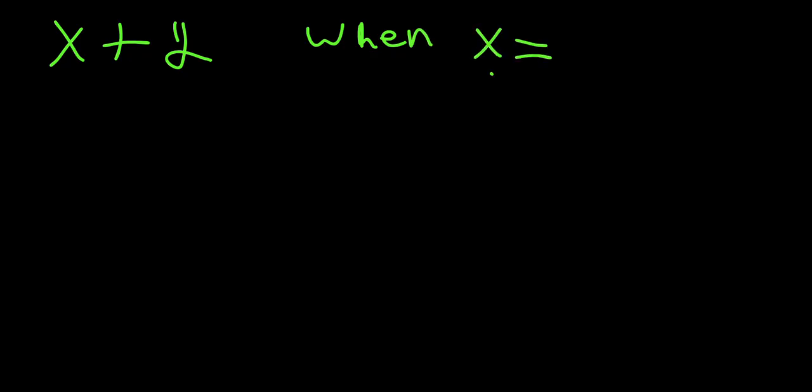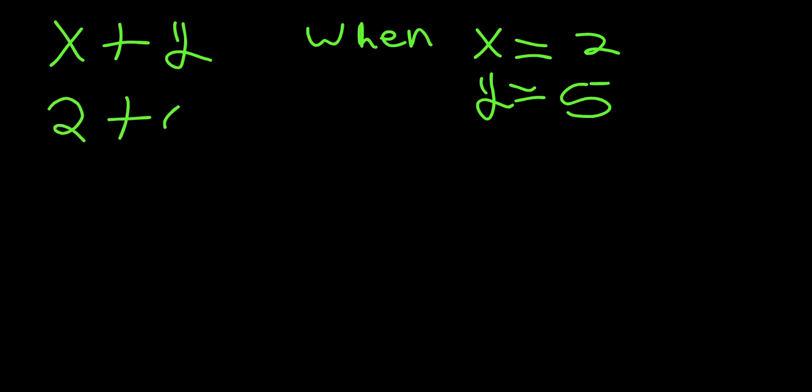You can also be faced with a problem such as x plus y, and they'll say when x equals and y equals. They'll give you what x and y equal. In this case, x will equal 2 and y will equal 5. Okay? So we simply plug these numbers in. Where we see x, we replace it with 2. And where we see y, we replace it with 5. And we evaluate that expression to be equal to 7.